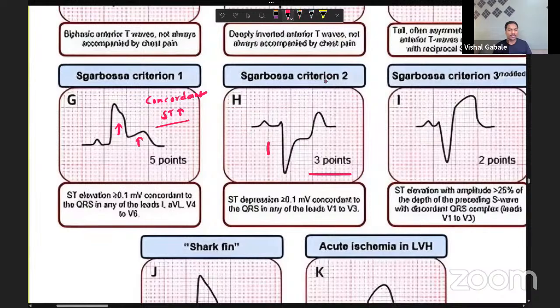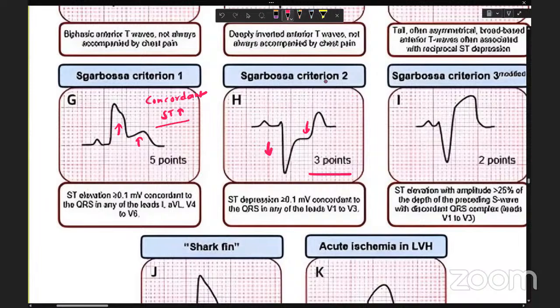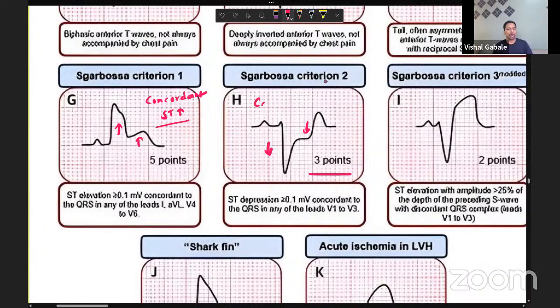Now here you can see there is a negative R wave and a negative ST segment as well, or ST depression. It is concordant, but it is ST depression, because it's in the same direction. Now here your QRS is in the negative direction and ST is elevated. So this is discordant ST elevation. So: concordant ST elevation, concordant ST depression, and discordant ST elevation.